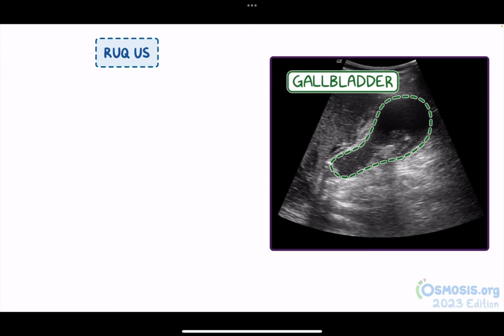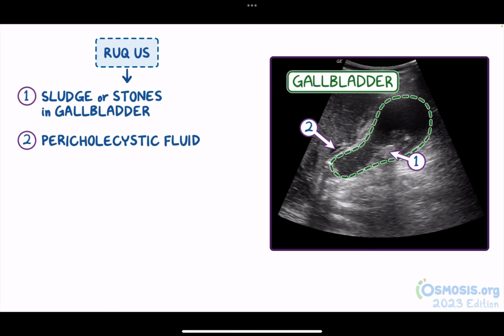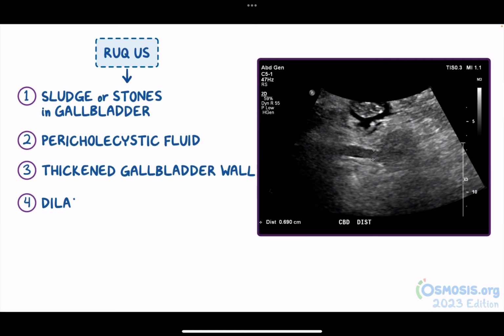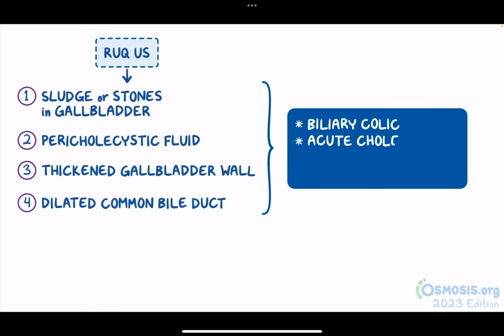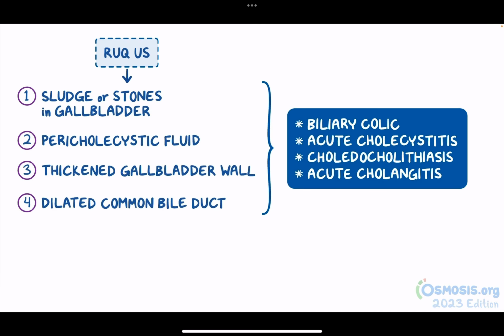Next, order an ultrasound to visualize the gallbladder. The ultrasound usually shows signs of biliary disease like sludge or stones in the gallbladder, pericholecystic fluid, a thickened gallbladder wall, and sometimes a dilated common bile duct. If this is the case, you can make a diagnosis of biliary colic, acute cholecystitis, choledocholithiasis, or acute cholangitis.